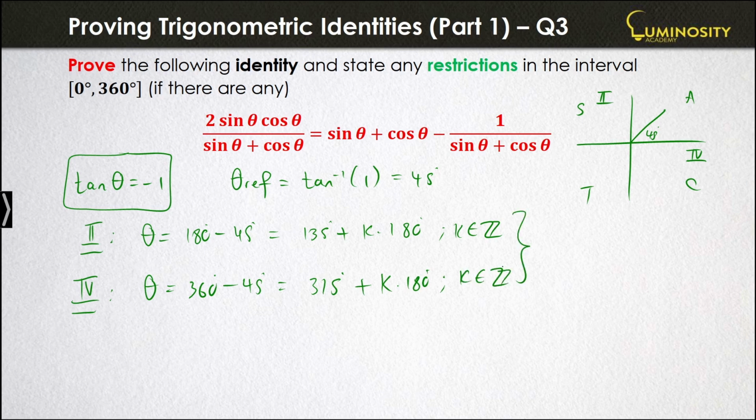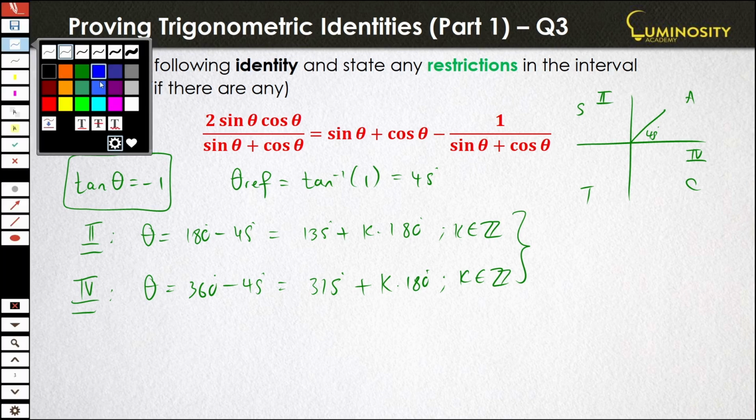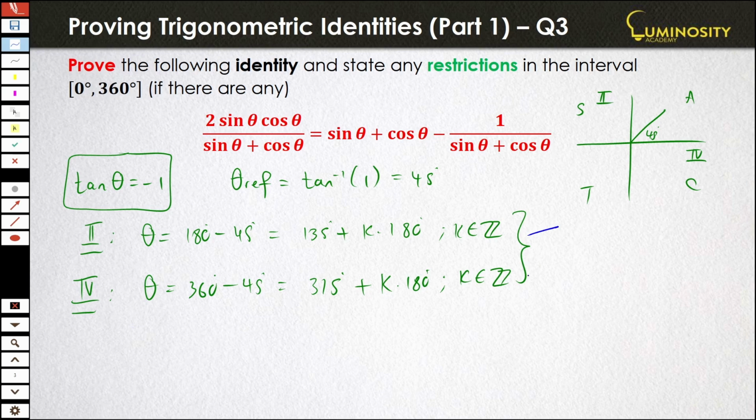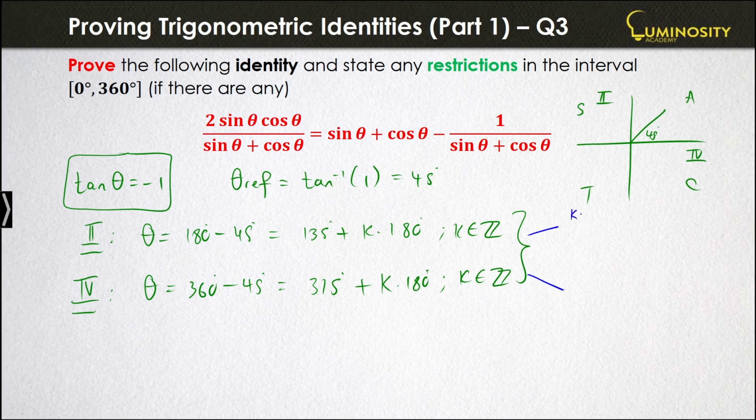But we are only interested when the solutions are between 0 and 360. So let's pull out the k values for each quadrant and then see what happens. So when k is 0, I get 135 degrees. And that does fall inside this interval here. So that's definitely a restricted value.